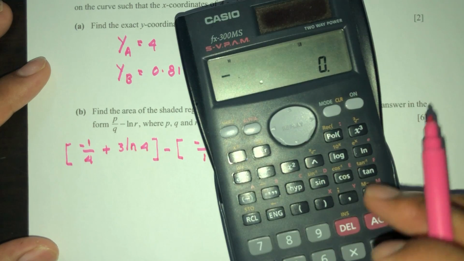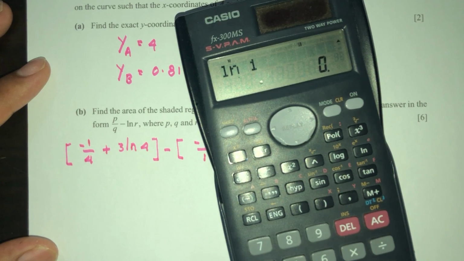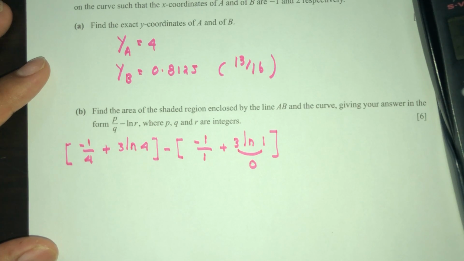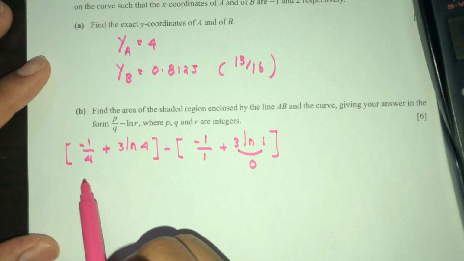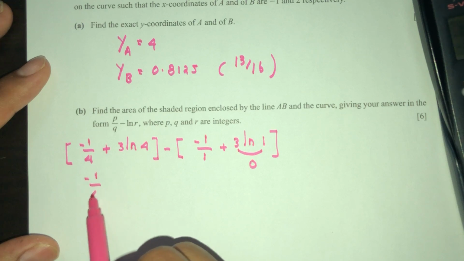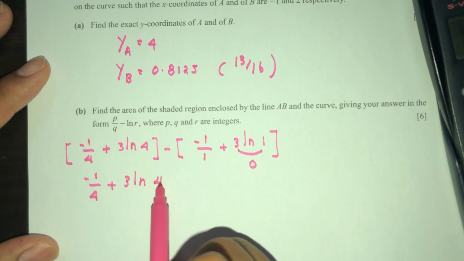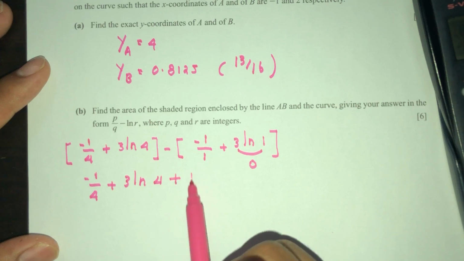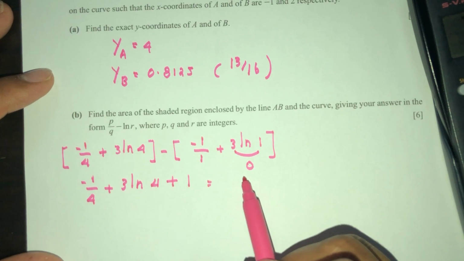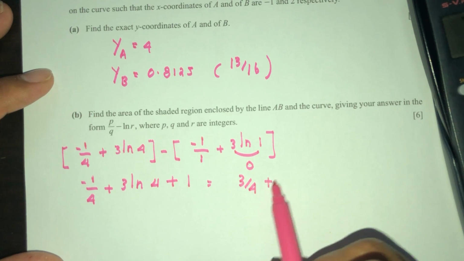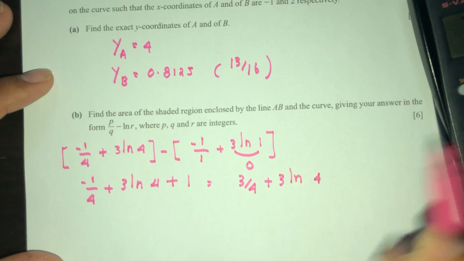We're going to check, right? Ln of 1 is 0. So 3 times ln of 1 will be also 0. That becomes 0. So simplify. That will become minus 1 over 4. This will become plus 3 ln of 4, minus becomes plus 1. So finally you will have 3 over 4 plus 3 ln 4.